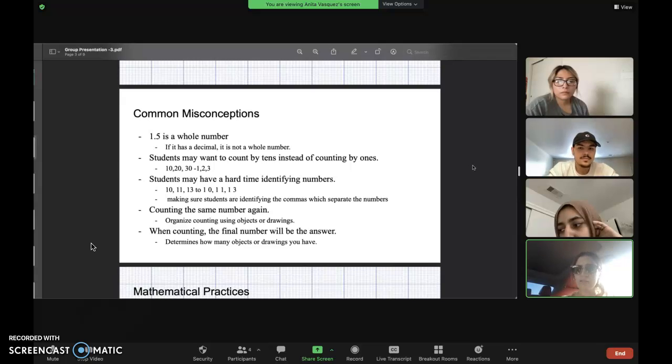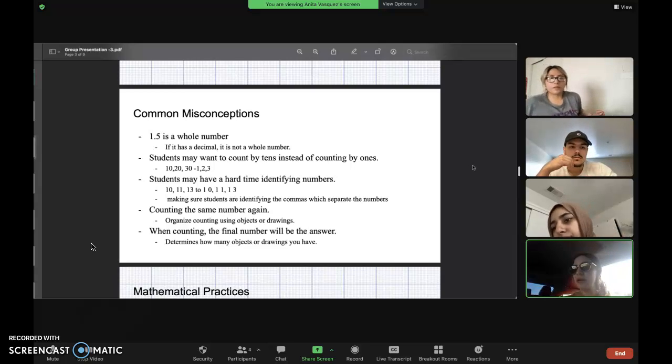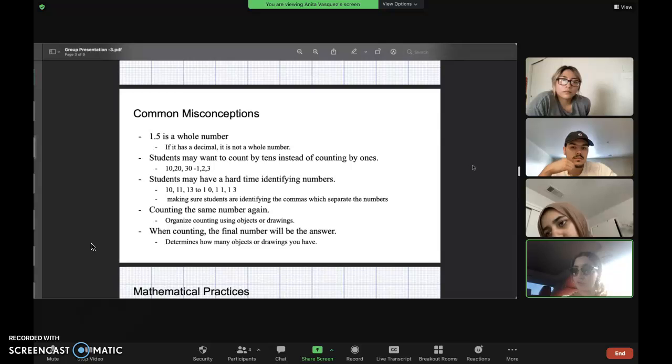When counting, the final number will be the answer. So we're going to be explaining to students that when they're counting the examples, they're going to be getting M&Ms or cereal or toys, something that they're going to be able to see. When they're counting them or drawing them, the number that they end up with, that's going to be the answer they're going to be using.